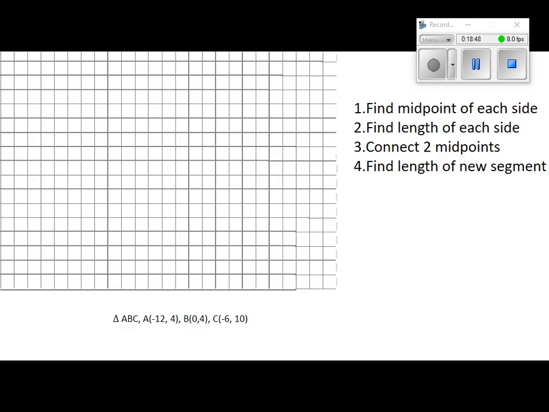Somebody help me out. What was the midpoint of segment AC? -9, -9, 7? Yeah. Thank you. So find those two.